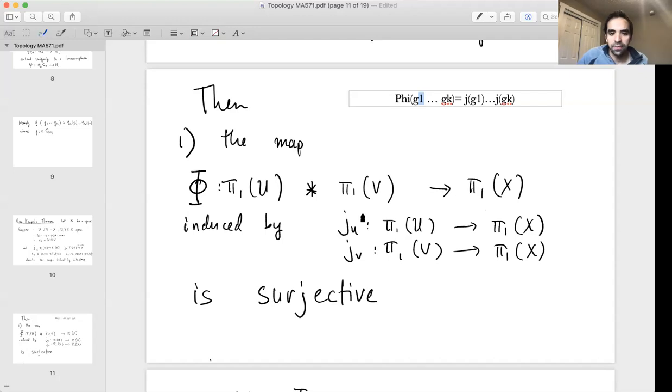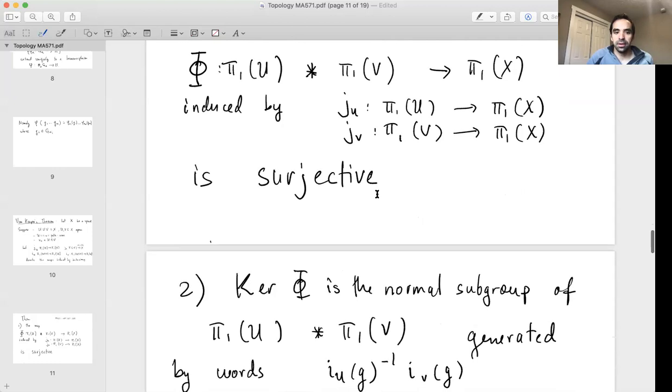There's a version of this theorem of Van Kampen for coverings with more than 2 elements. Okay, and we'll state it later on. The proof will be exactly the same argument, but it's easier to write down the proof when the covering has 2 open sets. Okay, so that's the first statement of Van Kampen.